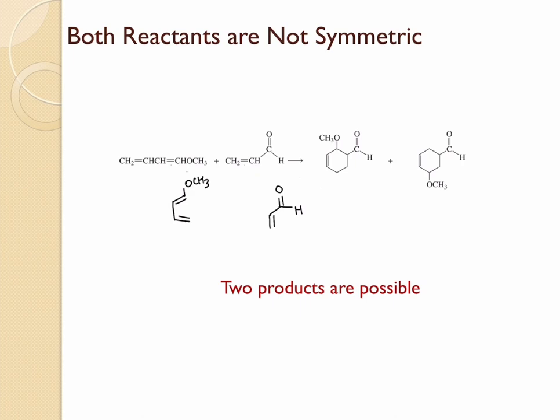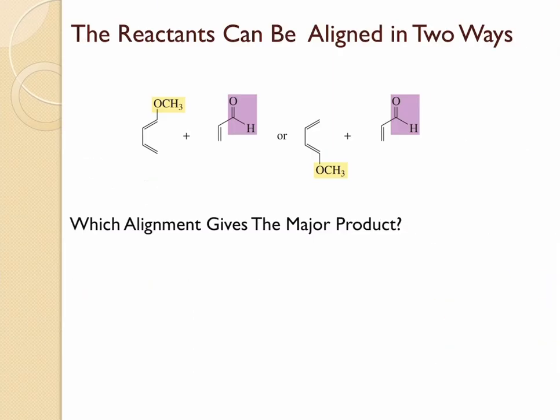You can see here, both the diene and the dienophile are unsymmetrical, and therefore it resulted in two different products. But only one of these is going to be a major product. Let's find out which one would be the major product. First, why are two different products obtained? Because the reactants can be aligned in two different ways.